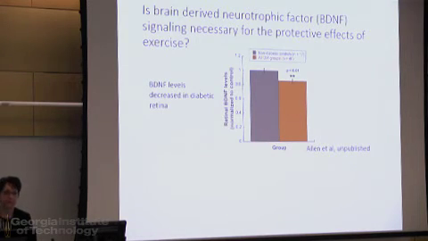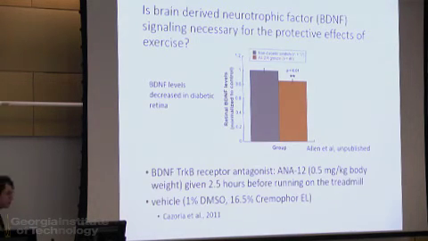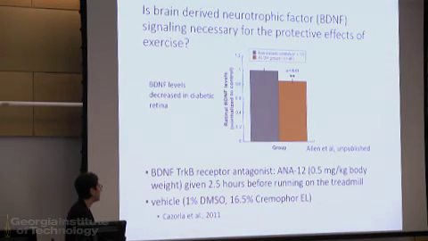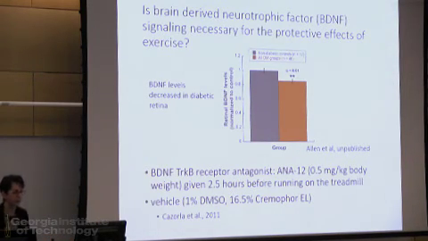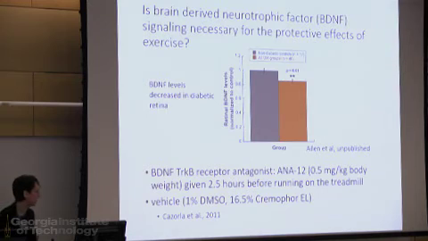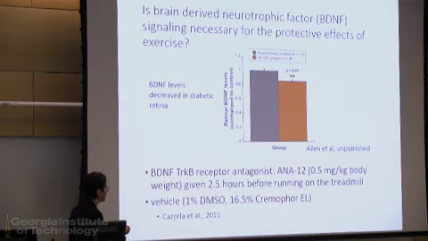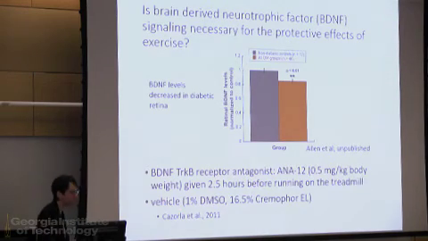So we wanted to see if this is in fact the mechanism, and to do that, we gave our rats a BDNF TrkB receptor antagonist called ANA12. This was given about 2.5 hours before the animals ran on the treadmill. This optimizes the pharmacokinetics of the drug. And I should also note that this is very specific to TrkB and not TrkA or TrkC receptors. It was compared to animals that received a vehicle.